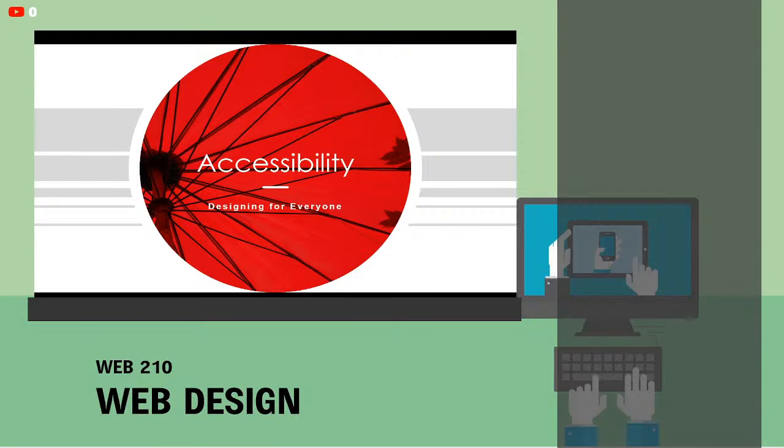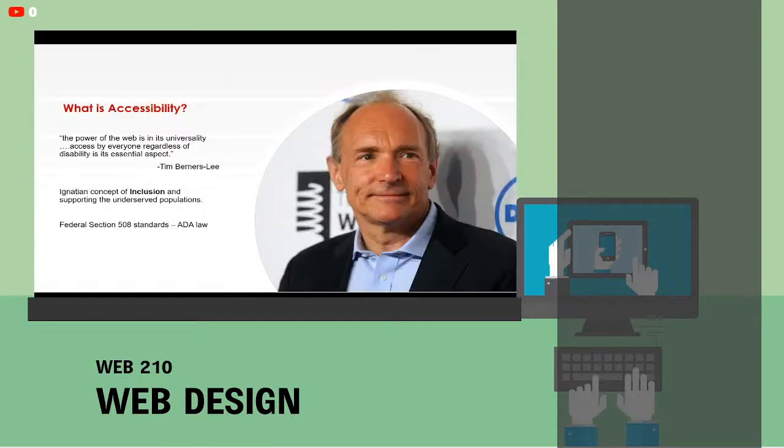But we're talking about accessibility. And when we're talking about accessibility, I think one of the most important things that we need to do first is define the idea of accessibility that we're going to be talking about. And we've got a picture here of our good friend Tim Berners-Lee. And he says that the power of the web is in its universality. Universality. That's a big word, right? The universality of it all.